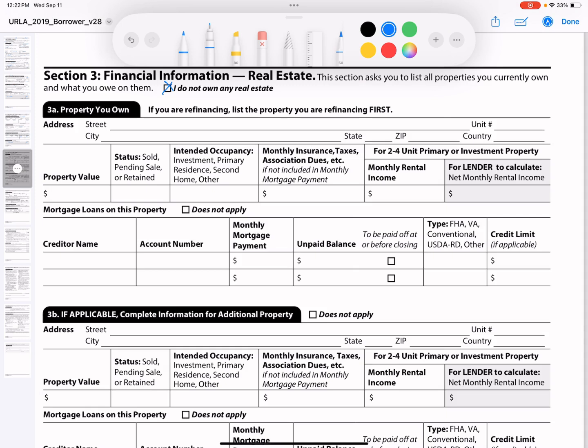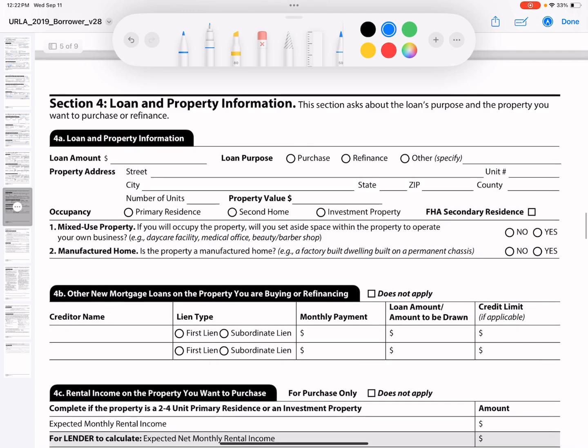Real estate. This is where you would list any real estate that you own. I'm not going to fill this out because if you own real estate, you probably don't need help filling out this form. Now, section 4, this is important. This is about the property you plan to buy.